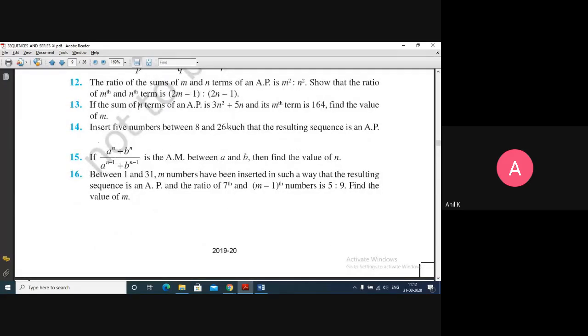So here B is 26 minus 8. 26 minus 8 is 18. 18 upon 5 terms you have to insert. So 5 plus 1 is 6. So 18 upon 6 is 3. So your D value is 3. 8 plus 3 is 11. 11 plus 3 is 14. 14 plus 3 is 17. 17 plus 3 is 20. 20 plus 3, 23. 23 plus 3, 26. I think we got the answer already.